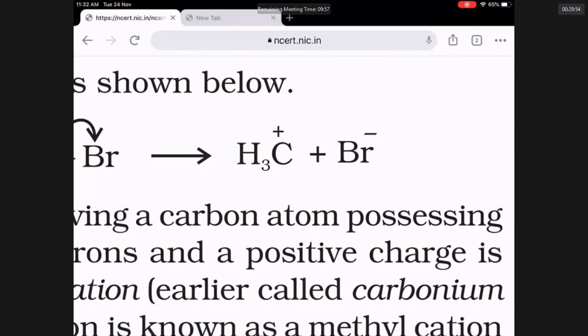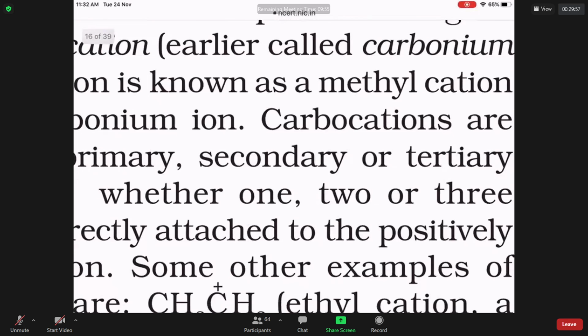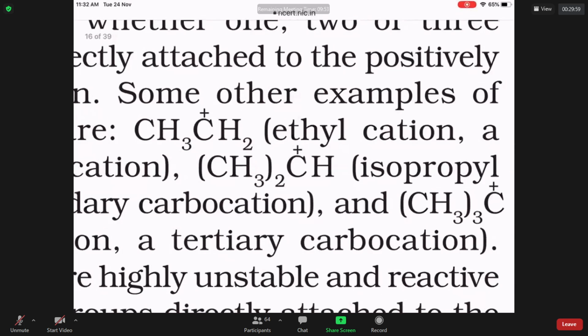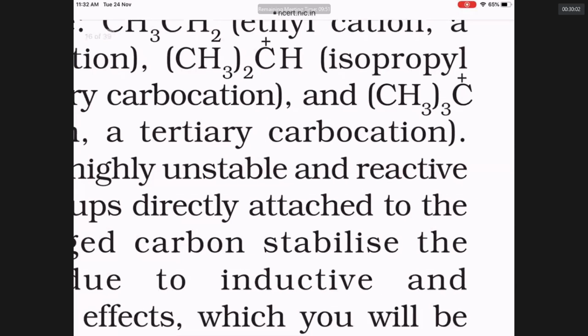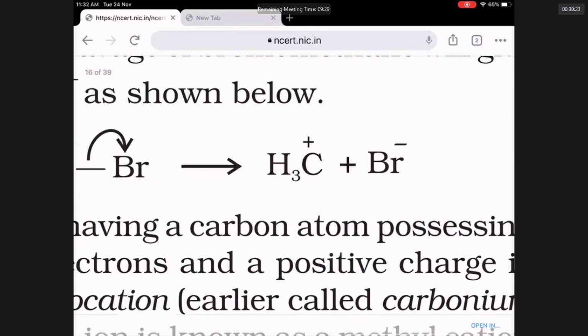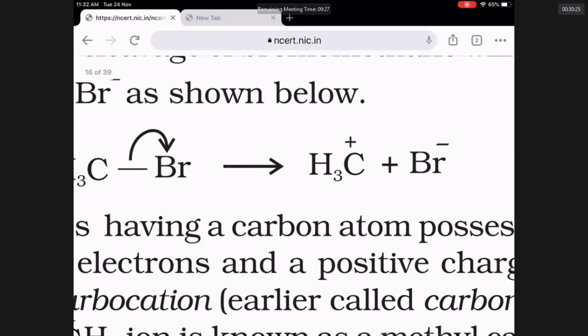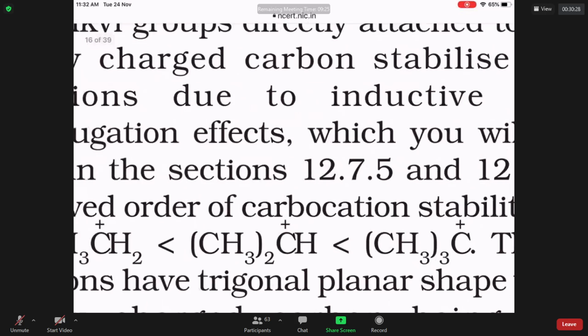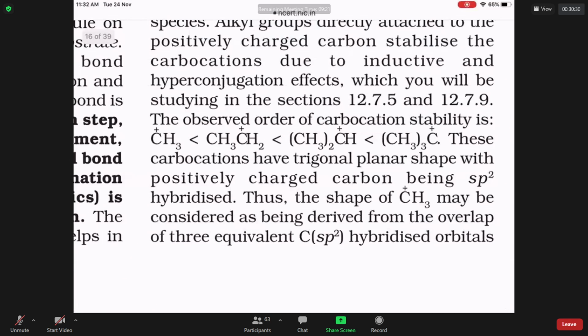So out of the 4 carbocations, methyl, ethyl, isopropyl, tertiary butyl, which carbocation is most stable? Tertiary butyl. Therefore that readily forms, and more readily forms means that it becomes more reactive. So I can think of tertiary butyl chloride, isopropyl chloride, ethyl chloride, methyl chloride. When they are all reacting, tertiary butyl chloride reacts more readily. So the order of carbocation stability is given.